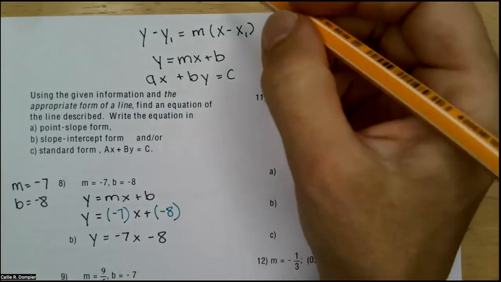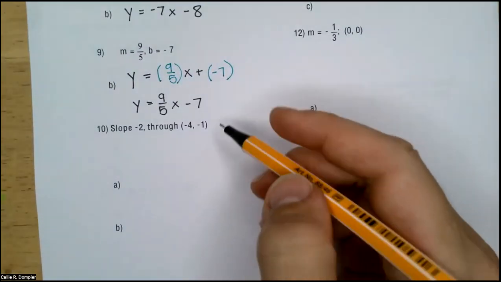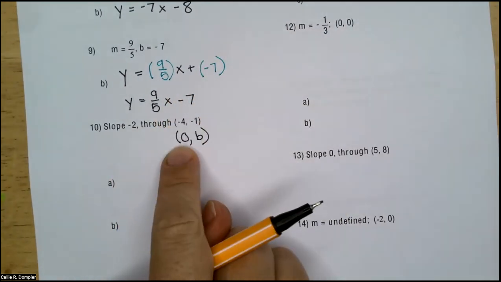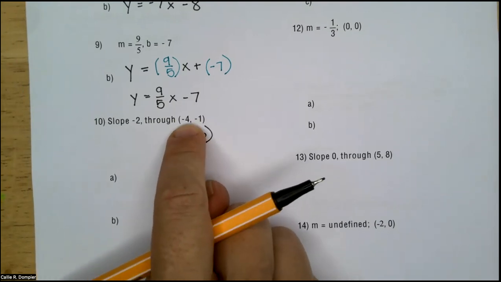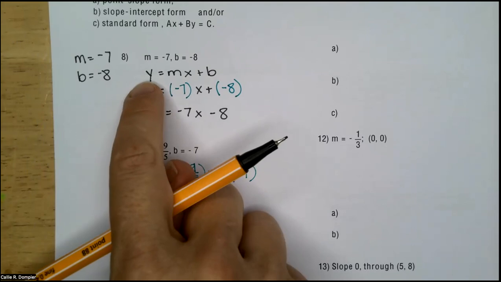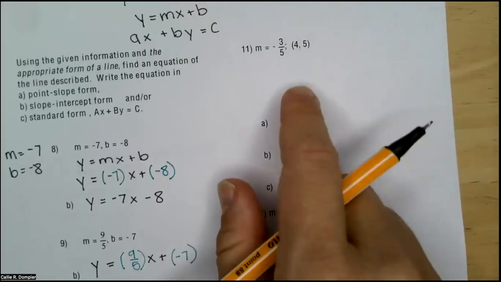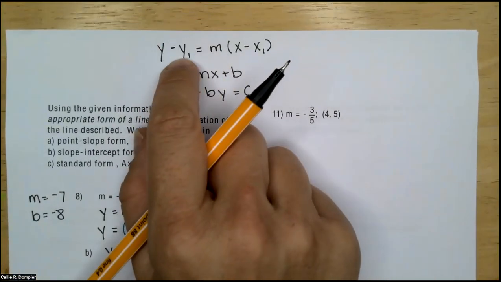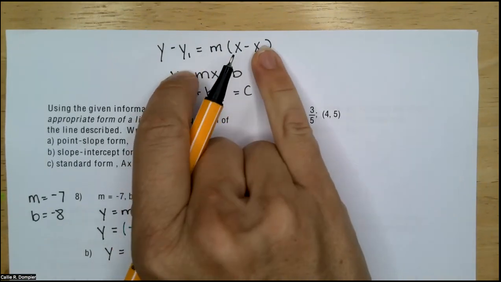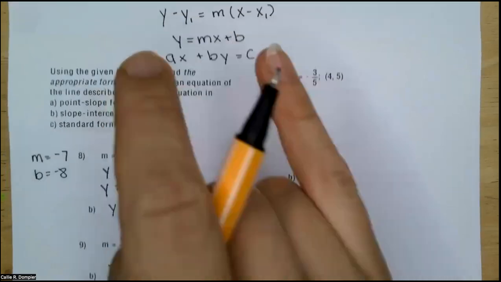Now, I don't have my y-intercept because my y-intercept has to have 0 for my x value. Okay, this has -4 as my x value. I need 0 for my x value if I'm able to use y equals mx plus b. So I can't use that one, but I can use this one, point slope form, because I have a point and I have the slope. All right.